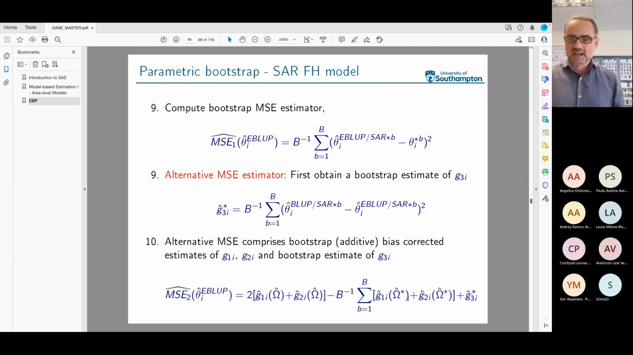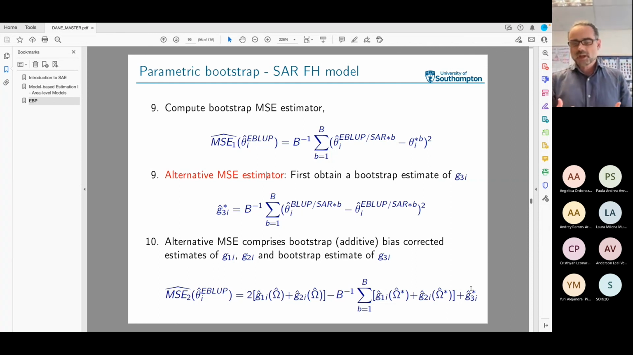So the idea here is that you're using bootstrap to do a bootstrap bias correction on G1 and G2, and then you add a bootstrap estimate of the G3 term. So here is a combination of using bootstrap to estimate the most difficult bit, which is the third component of the mean squared error, and then using analytical terms of G1 and G2, which you bias correct by taking advantage of the bootstrap.